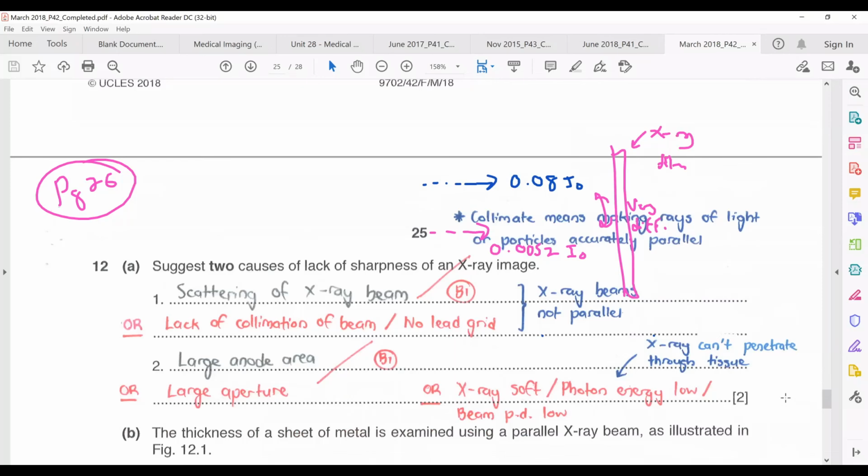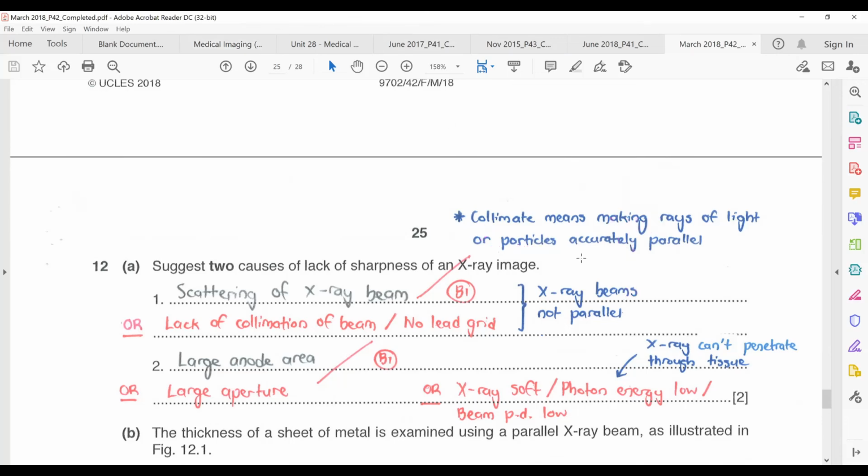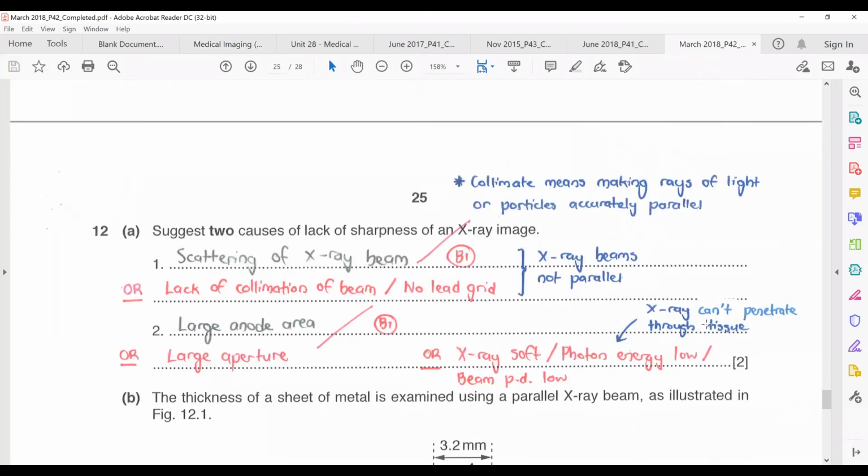Okay, suggest two causes for the lack of sharpness of an X-ray beam. This one I did mention to you last week in the notes or in the written diagram. You're talking about sharpness. Sharpness is the ease with which the edges of the structure can be determined. So some of the things that will cause lack of sharpness are large anode area, large aperture size, or the scattering of your X-ray beam.